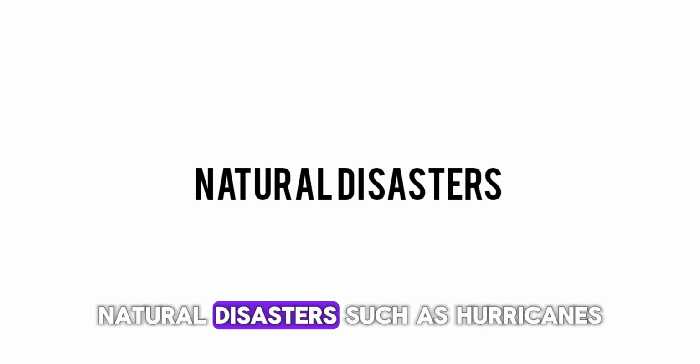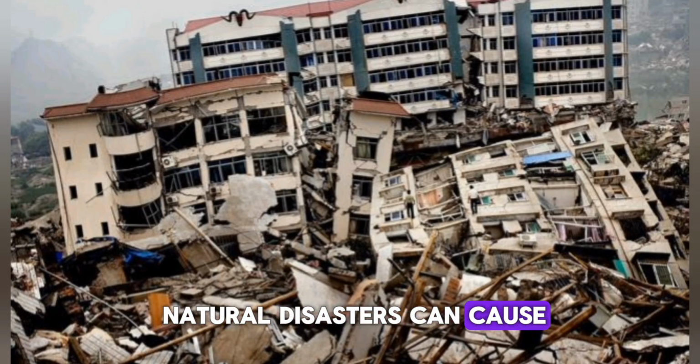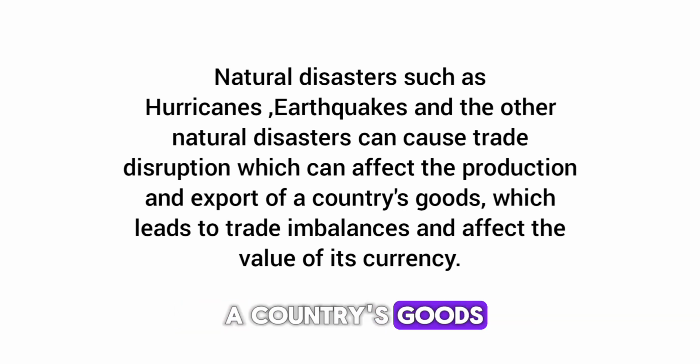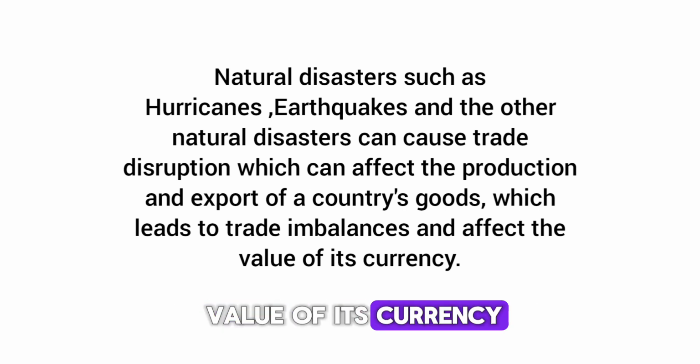Natural disasters such as hurricanes, earthquakes, and other natural disasters can cause trade disruption, which can affect the production and export of a country's goods, which leads to trade imbalances and affects the value of its currency.